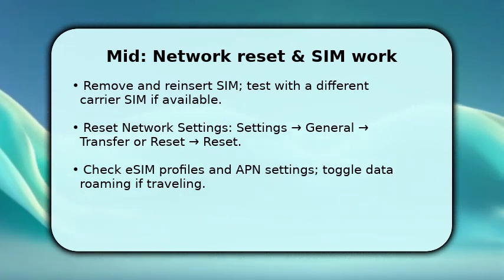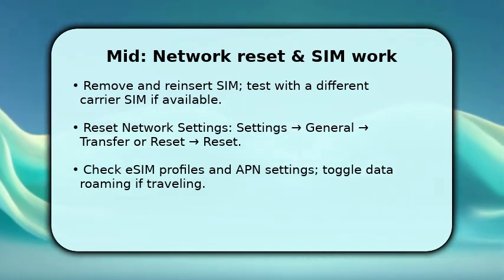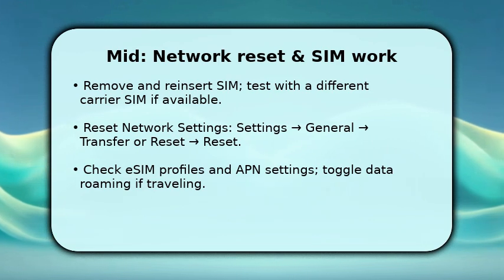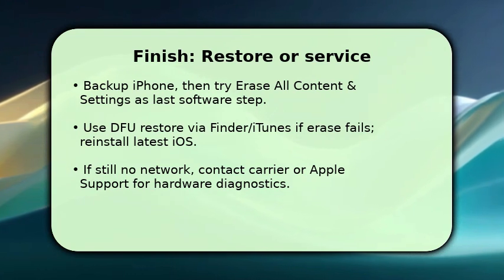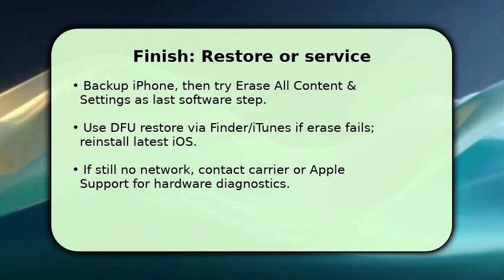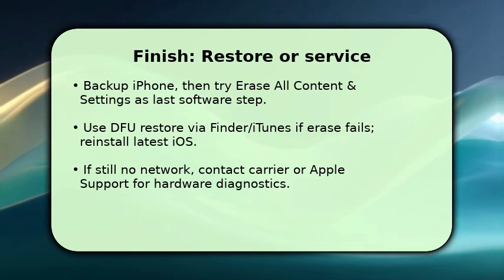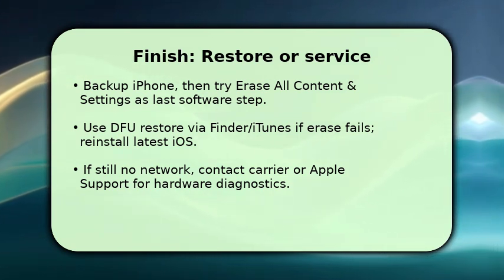When software fixes fail, back up your iPhone and erase all content and settings to remove persistent corruption. This often restores cellular connectivity. If that does not work, perform a DFU restore from a computer to fully reinstall iOS.